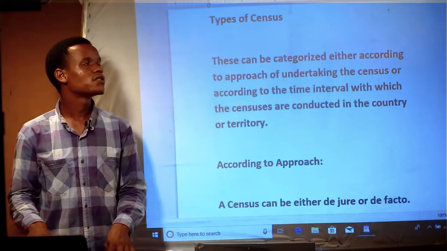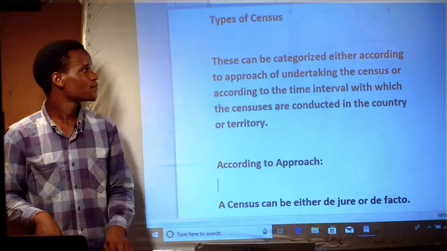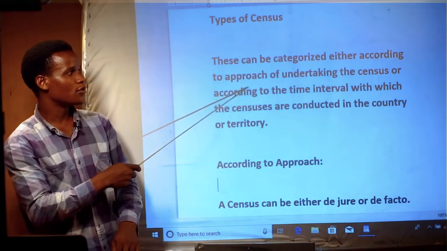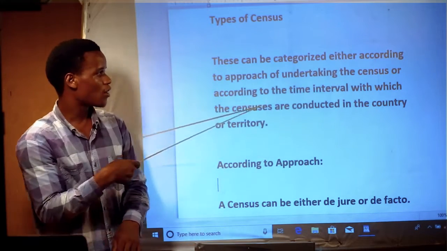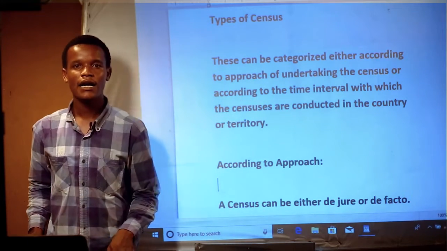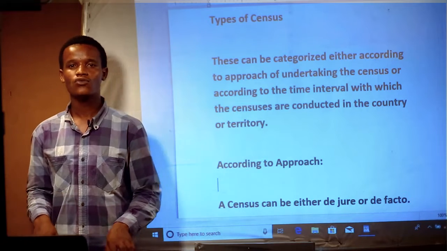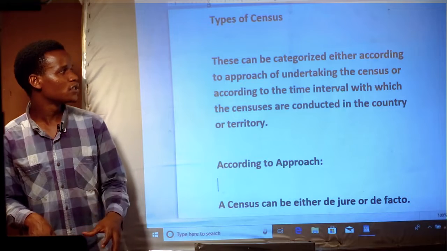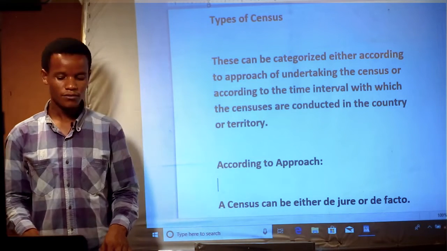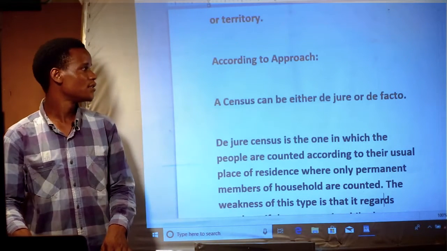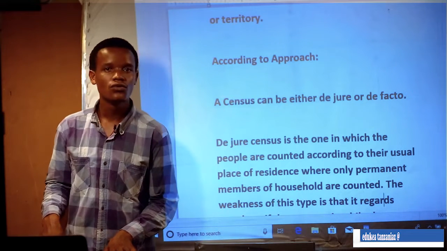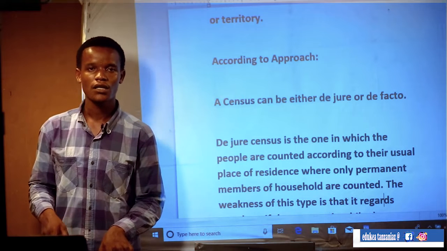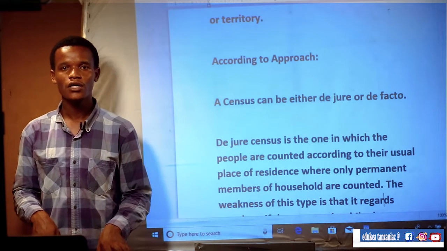Okay, let us now see what the types of census are. They can be categorized according to the approach underlying the census or according to the time interval. Census can be categorized into two: census according to time interval and census according to approach. Let us first see according to approach. Census can be either de jure or de facto.